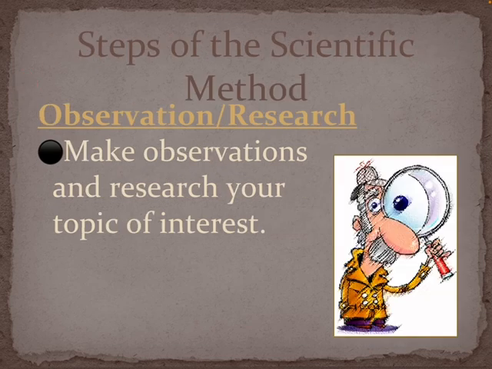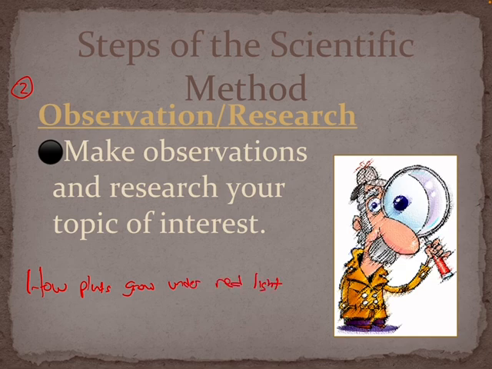Your second step is going to be observation and your research. So make observations. If you are interested in learning about how plants grow, how plants grow under red light, that's your question. You are curious how plants grow under red light. You've now formulated your question. Now you're going to do your observation and research, as we see here.